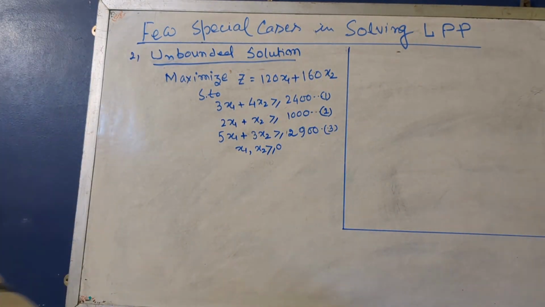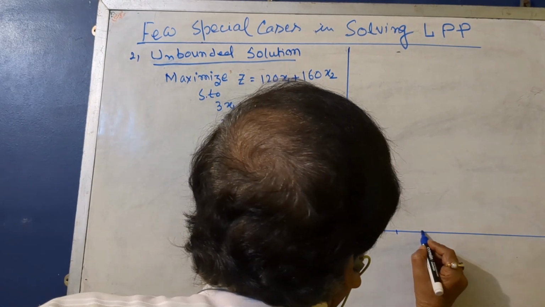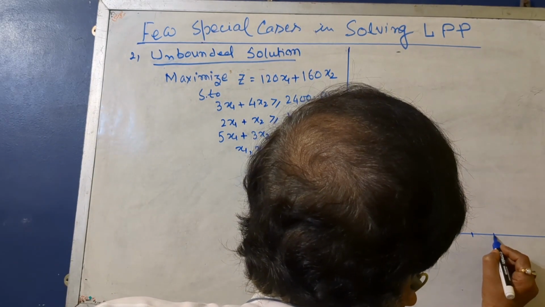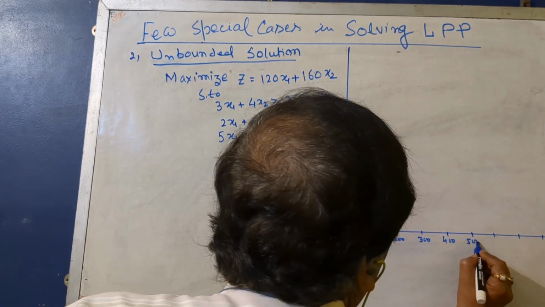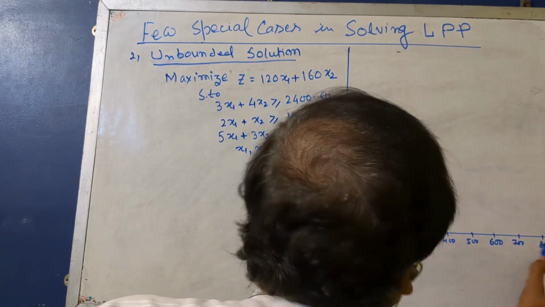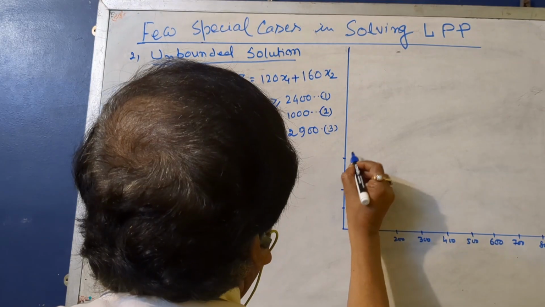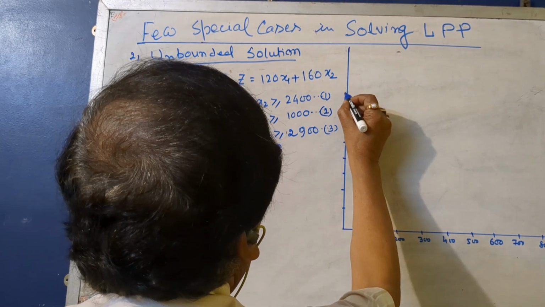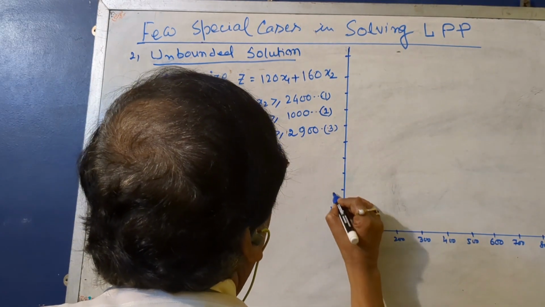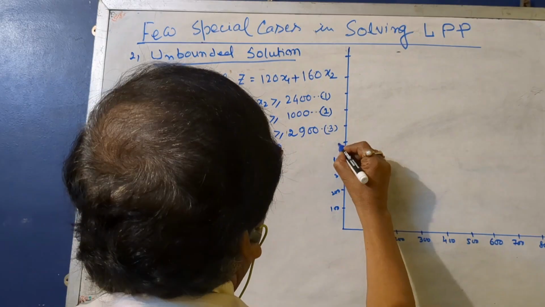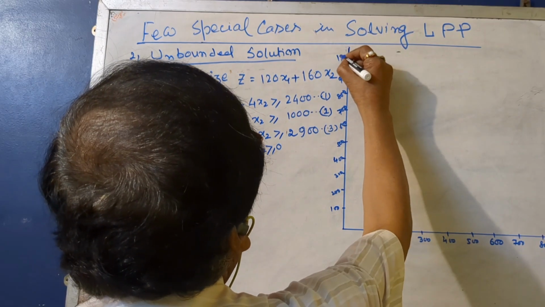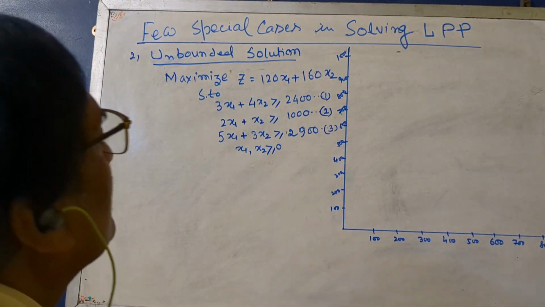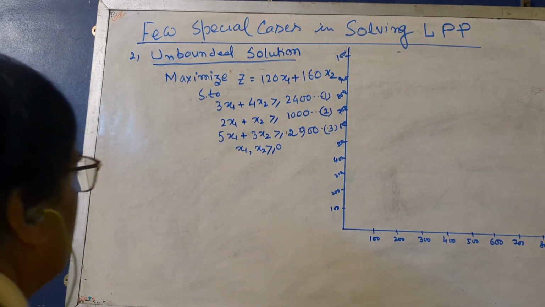Okay, now say 1, 2, 3, 4, 5, 6, 7, 800, 100, 200, 300, 400, 500, 600, 700 and 800. 1, 2, 3, 4, 5, 6, 7, 8 and 10. 100, 200, 300, 400, 500, 600, 700, 800, 900 and 1000. In this case, you move 1000. So we have to plot all these constraints to the graph paper as we have done in my previous one.